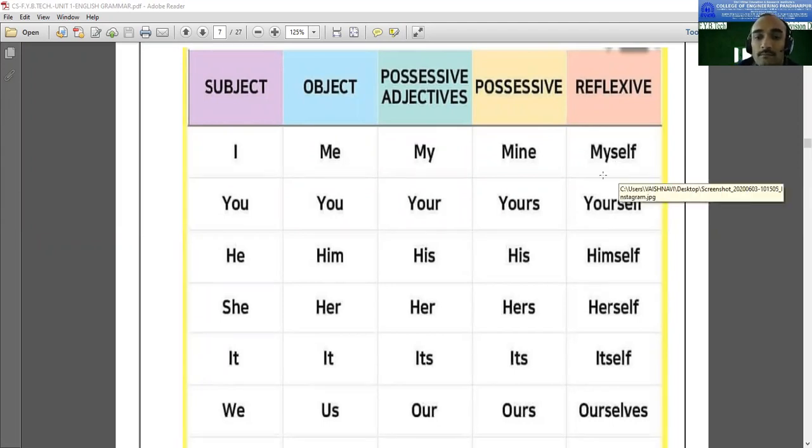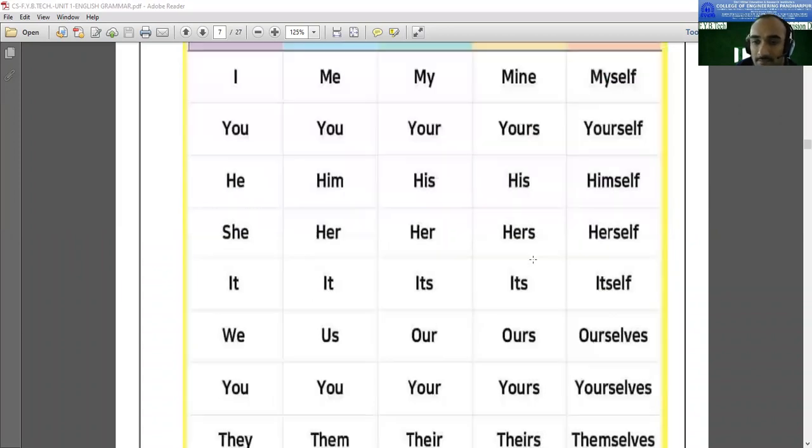ओके. Then he is the subjective case. Its objective case is him. Its possessive adjective is his. Its possessive case is his and reflexive case is himself.